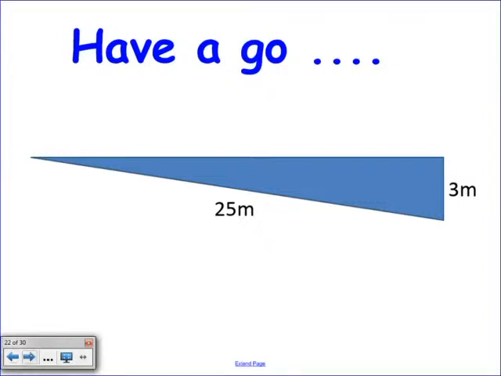So what's the missing side? I haven't labelled anything this time. No A's, no B's, no C's. Just tell me what that missing side is. A squared plus B squared equals C squared. Always a good start with a right angle triangle.